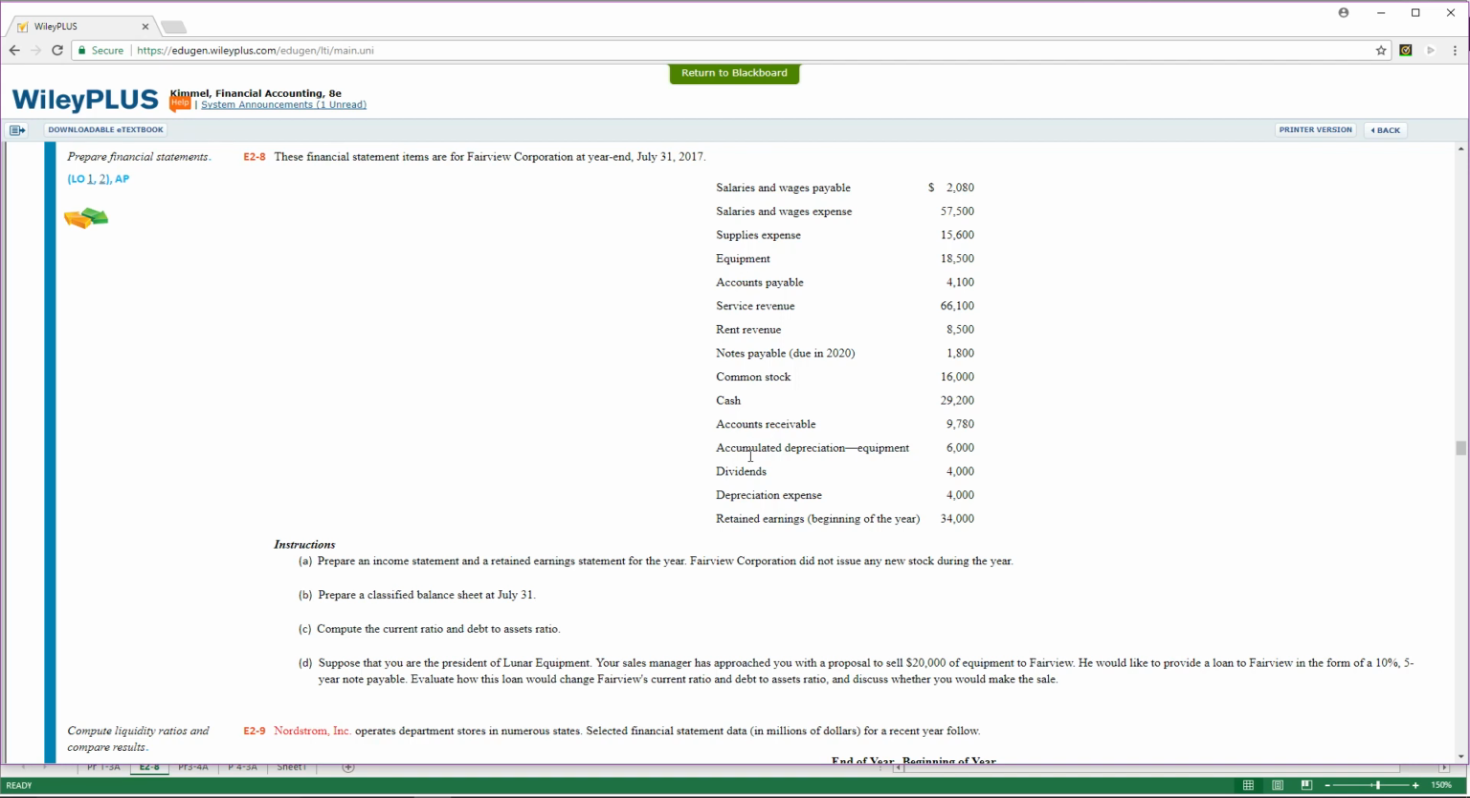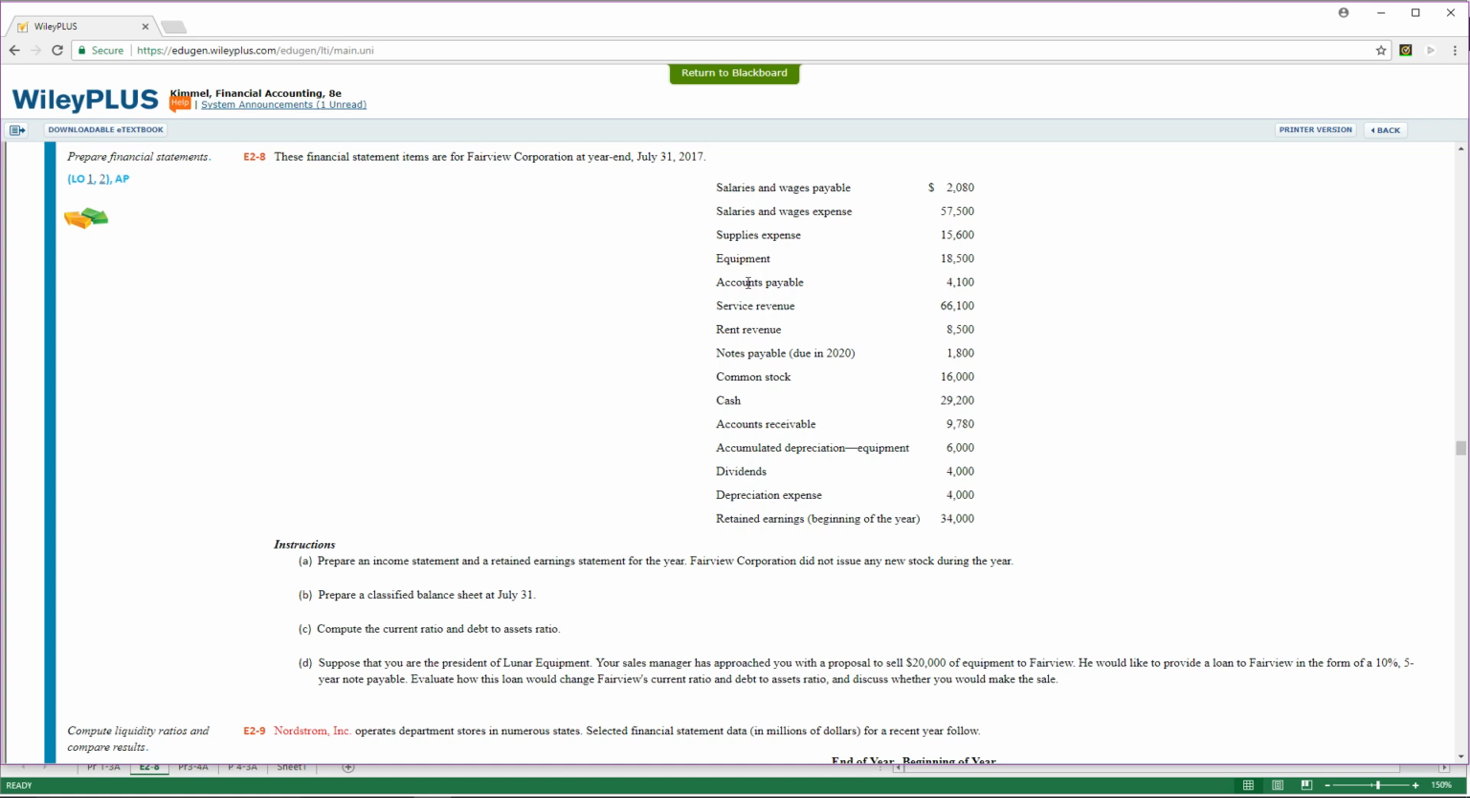Accumulated depreciation is an example of a contra asset. Its purpose is to decrease the equipment account. Dividends is a contra equity account, and it's going to reduce my equity. Depreciation expense is an expense, and this depreciation expense is really the expensing of the equipment.